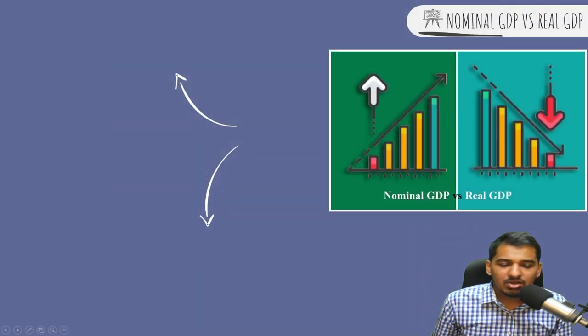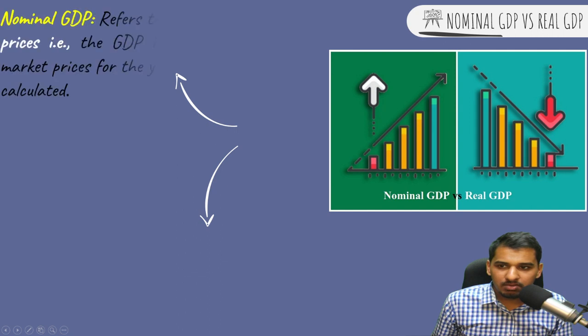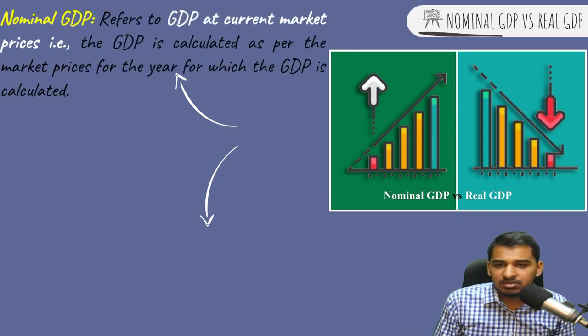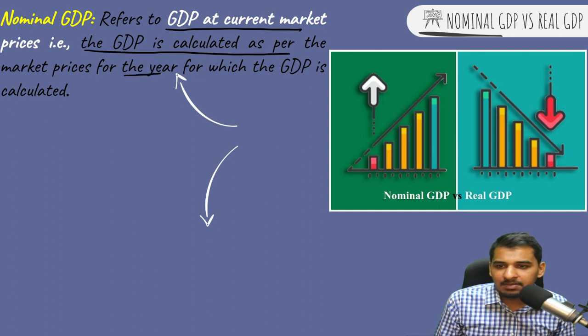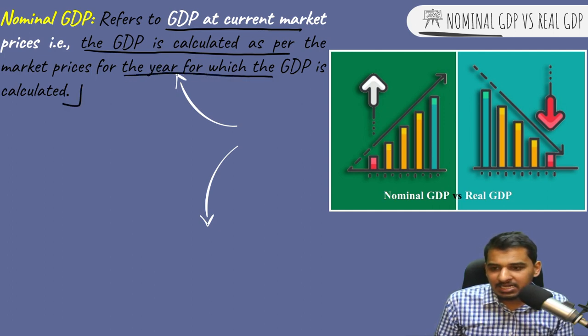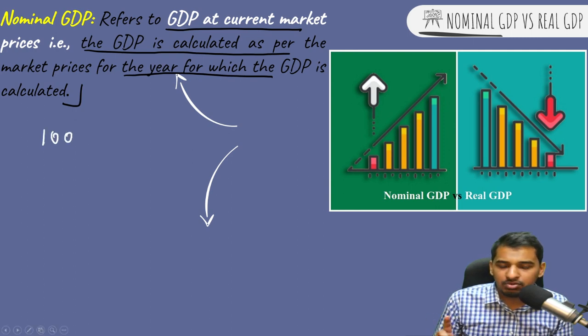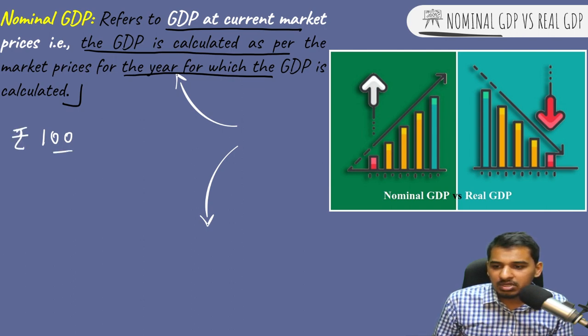Now let us see nominal versus real GDP. Nominal GDP refers to GDP at current market prices. That is, GDP is calculated as per the market price for the year for which GDP is calculated. Let us take a simple example where only one good is produced. Suppose a rupees 100 shampoo was manufactured this year. So GDP of India for this year became 100. This is the nominal GDP.